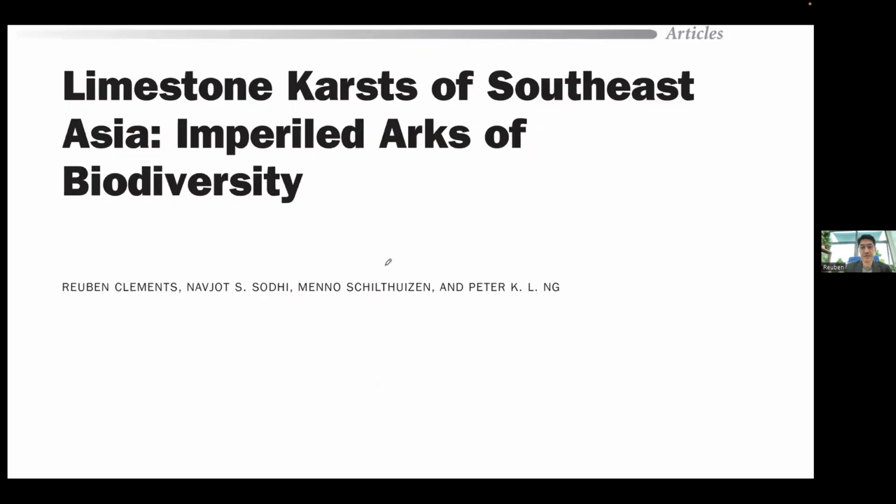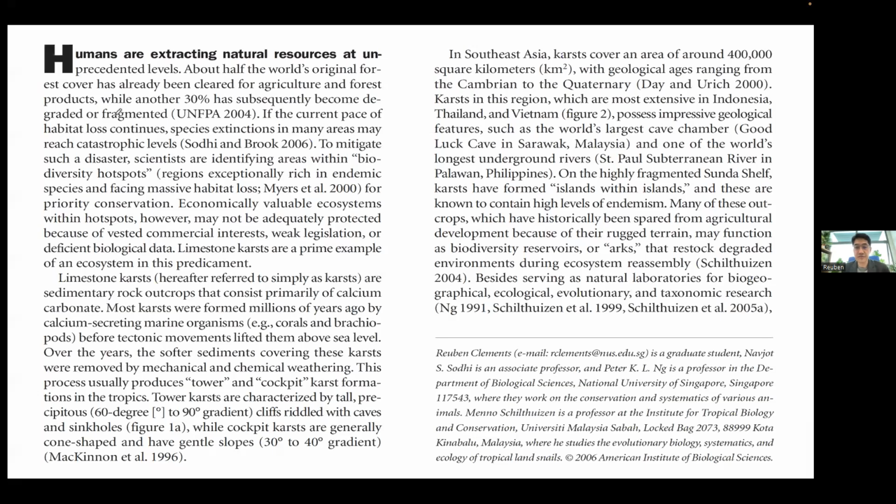Another example is from the paper I wrote on limestone karst of Southeast Asia. These limestone karst forests are really important. I hope some of you are really interested in limestone forests. Please contact me after this talk also. I want to chat with you as well.